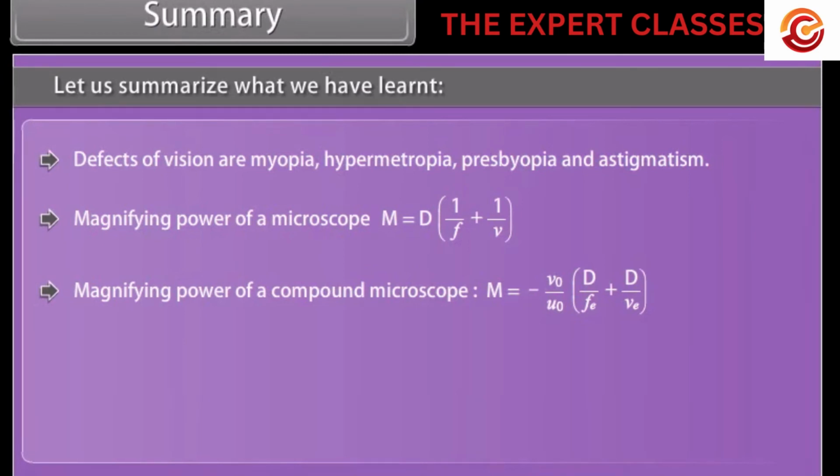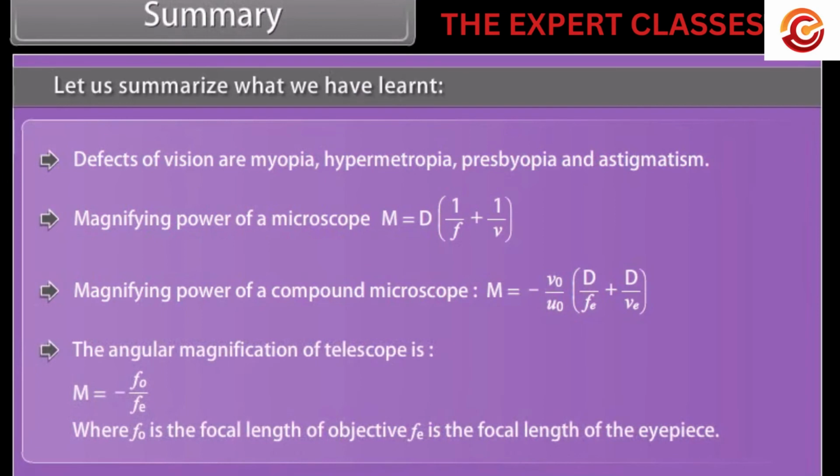The angular magnification of telescope is m is equal to minus fo upon fe, where FO is the focal length of objective and FE is the focal length of the eyepiece.